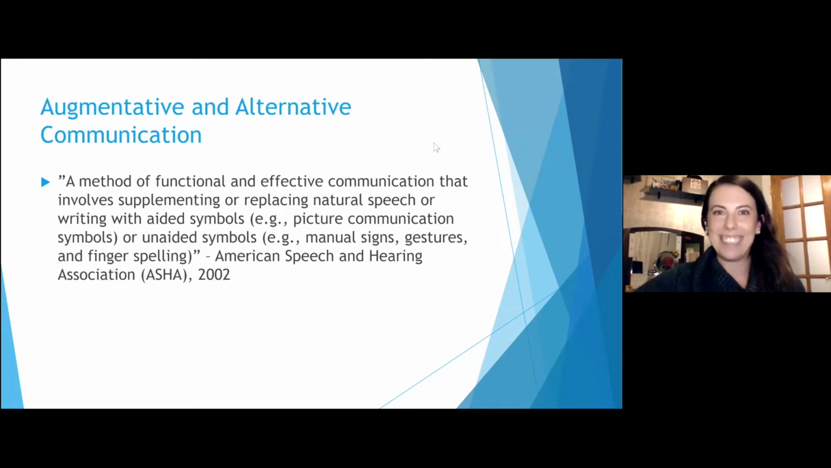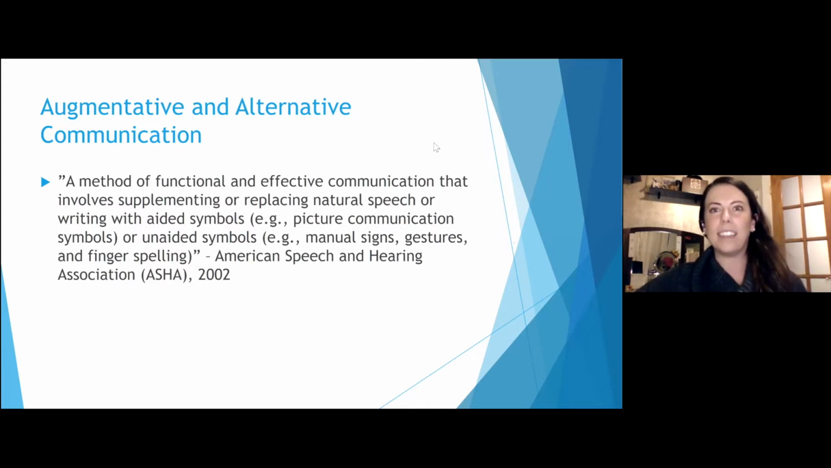So now AAC. What does AAC mean? AAC actually stands for Augmentative and Alternative Communication, and this is a method of functional and effective communication that involves supplementing or replacing natural speech with writing or aided symbols, or even unaided symbols.